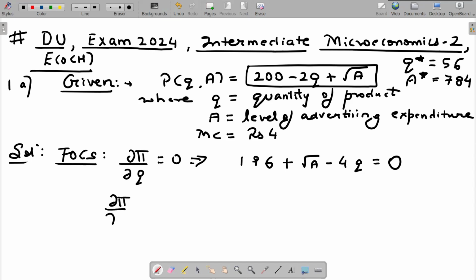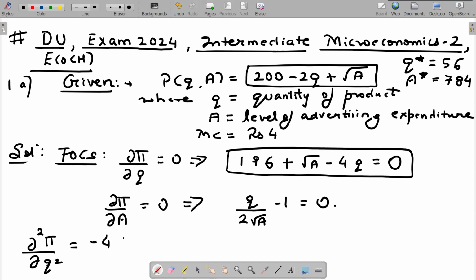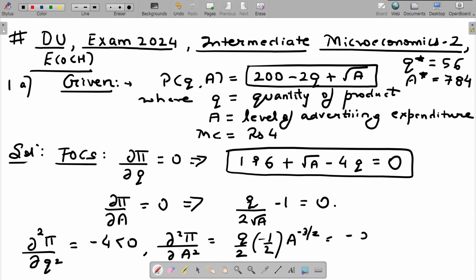And once I did del pi by del a equal to 0, it gave me q over 2 times square root of a minus 1 equal to 0. Now let's figure out the second order. If I do the double derivatives now, del square pi by del q square, that means if I further differentiate this with respect to q, I get minus 4, which is negative. If I do del square pi by del a square, that's going to be q by 2 times minus half a to the power minus 3 by 2, which is minus q by 4a to the power 3 by 2, which is again negative.